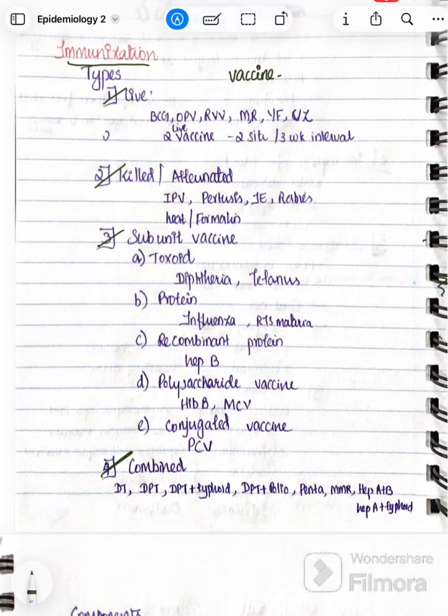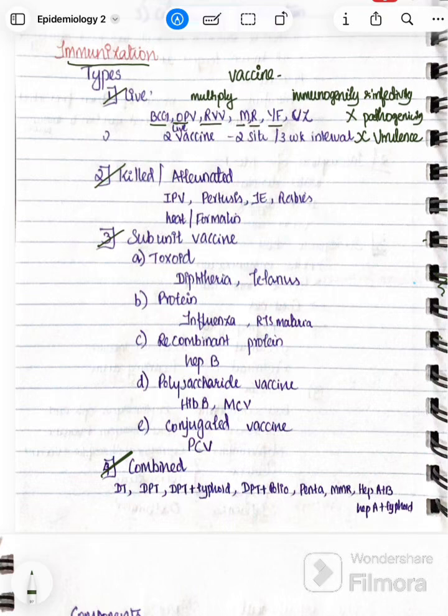Live vaccines: the vaccine itself has live organisms. It will enter our body, multiply in our body and produce an immune response. So this one has immunogenicity and infectivity, but there is no pathogenicity. That means it won't produce the disease. It won't have virulence, that means it won't produce the severe disease. Examples we have are BCG, OPV, rotaviral vaccine, measles, rubella, yellow fever vaccine, varicella zoster.